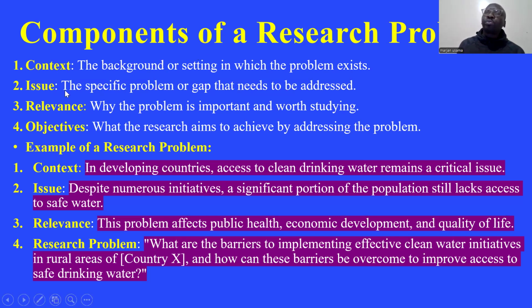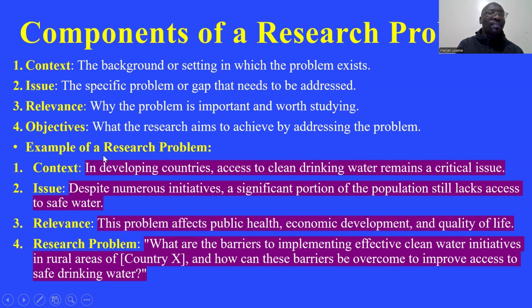Then the issue. The issue is the specific problem or gap that needs to be addressed. It is the mushkila that we need to fix. Number three, relevance. Why the problem is important and worth studying. Like, why do you want to study this? Like, why are you writing? The research problem normally answers the question, why are you writing this research? Because if you're writing a research, it means there is a very pressing problem that you need to fix. Then lastly, what the research aims to achieve by addressing the problem. What do you want to achieve by addressing this problem?